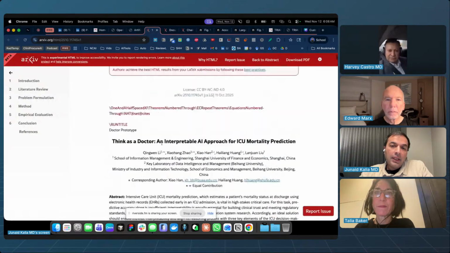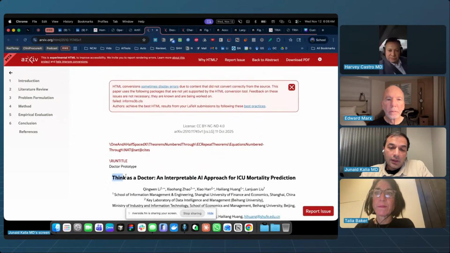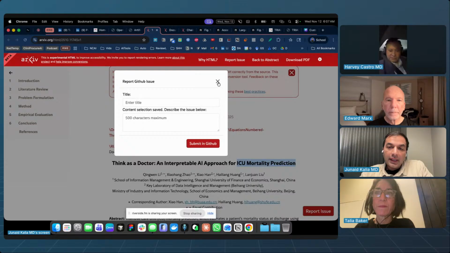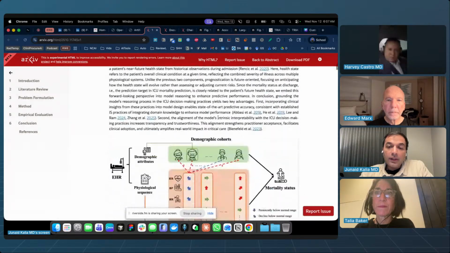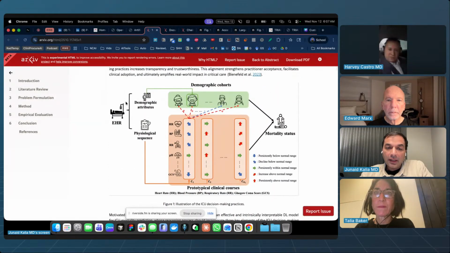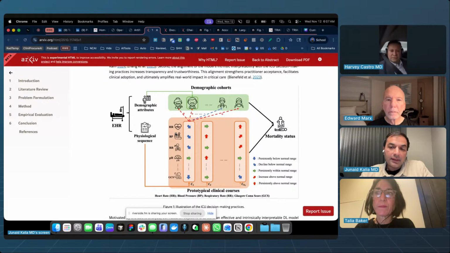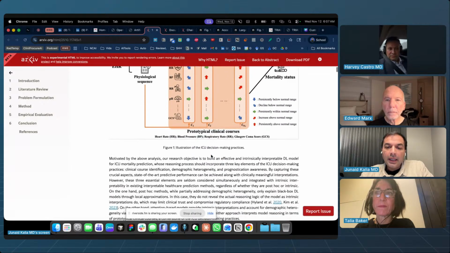The other article is Think Like a Doctor, which I've shown before, an interpretable AI approach for ICU mortality prediction. And this is again one of those things that you need to understand, that once you are actually doing this, you need to understand the whole EHR, demographic attributes, physiological sequence. You see the sequence, and then these are time-based events. And over here, we are talking about HR MVP. I'm going to show you as far as cancer is concerned, which is again both EHR data, physiological data, and of course, most importantly, imaging data.